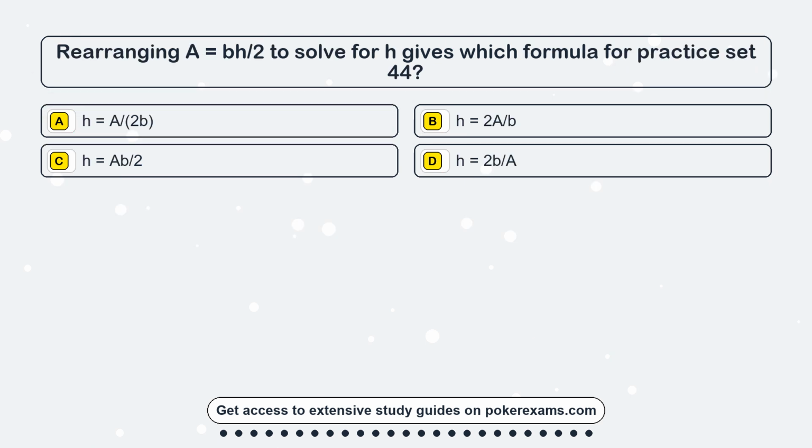Question 11. Rearranging A equals BH/2 to solve for H gives which formula for practice set 44? Option A, h equals a slash 2b. Option B, h equals 2a slash b. Option C, h equals ab slash 2. Option D, h equals 2b slash a.